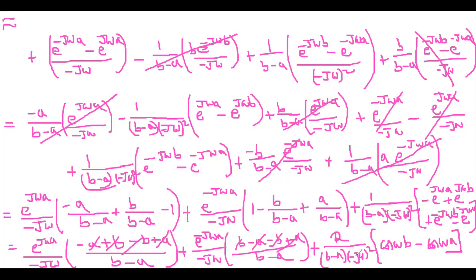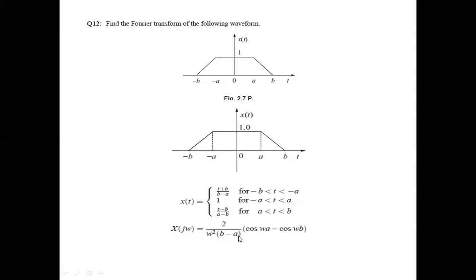2 by b minus a minus j omega whole square, cos omega b minus cos omega a. And in this, j square is a minus. You can multiply this minus to this one. Cos omega a minus cos omega b, you will get the answer. Okay, my dear students, see whether it is right or wrong. You got 2 by omega square b minus a, cos omega a minus cos omega b. Got it, my dear students?